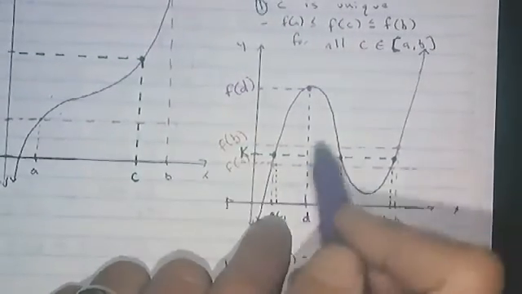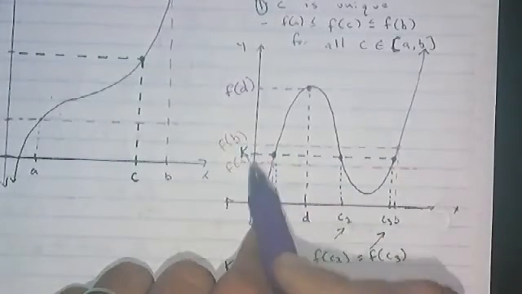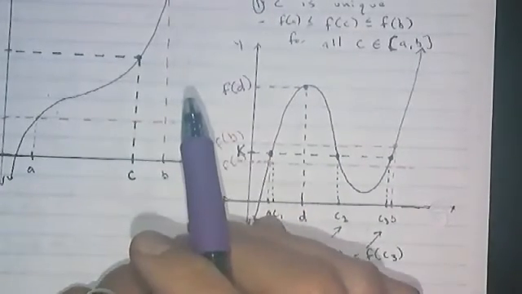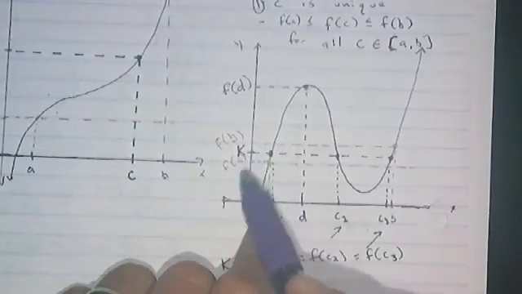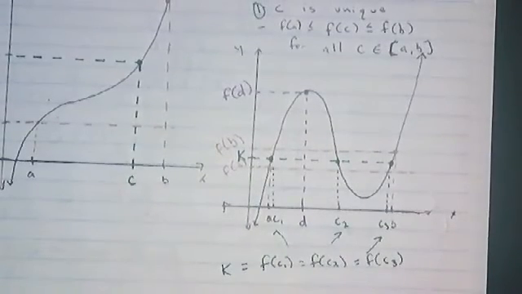c does not in any way guarantee that you'll have a value in between f of a and f of b. And we'll see a couple of examples of this and the direction that it goes, if we choose k and then determine c.